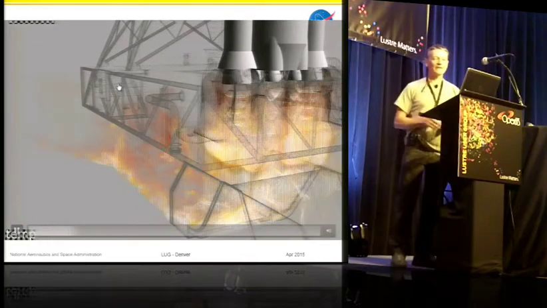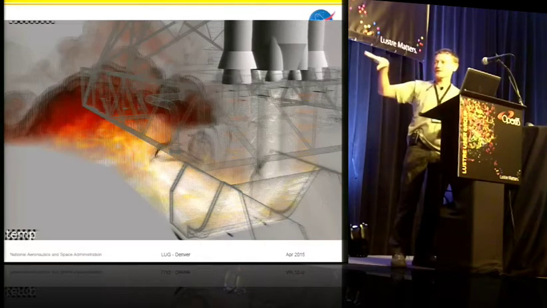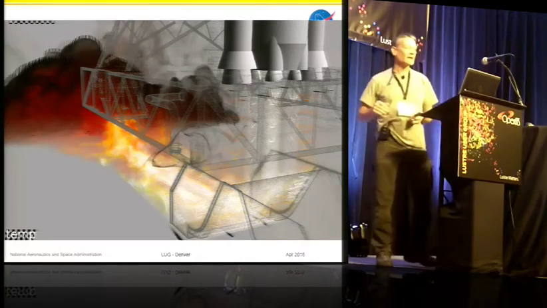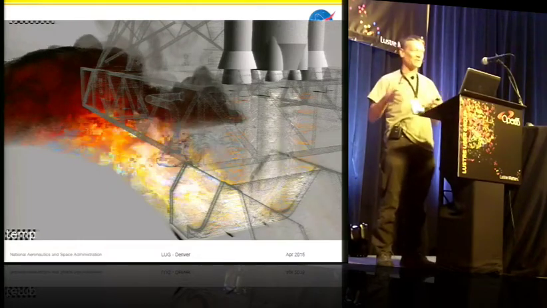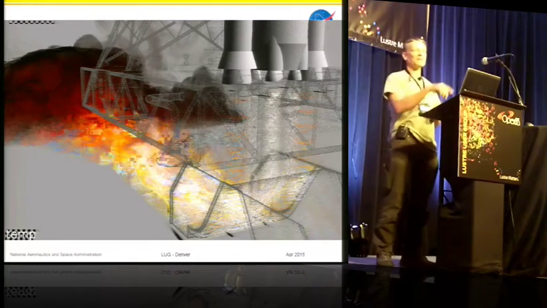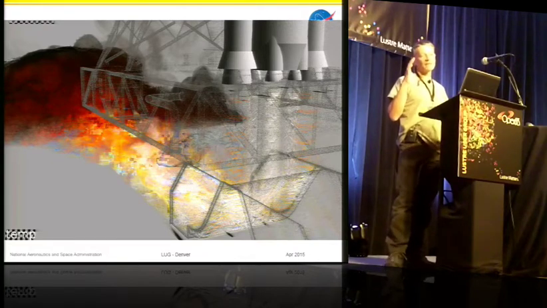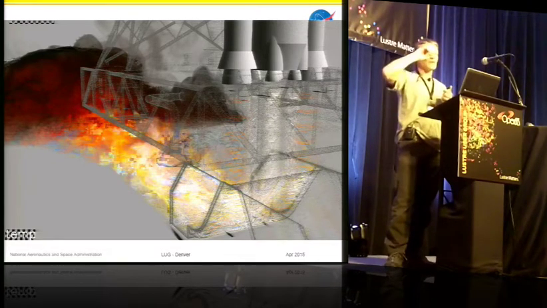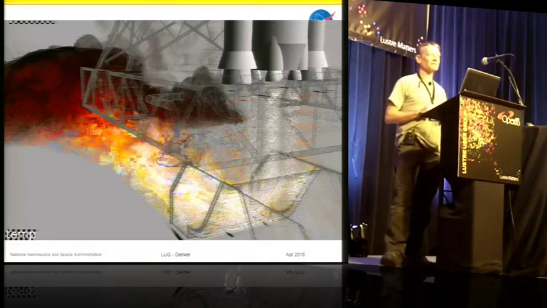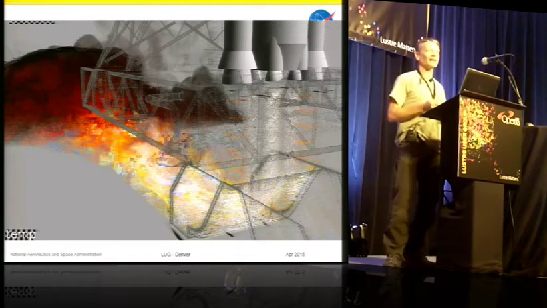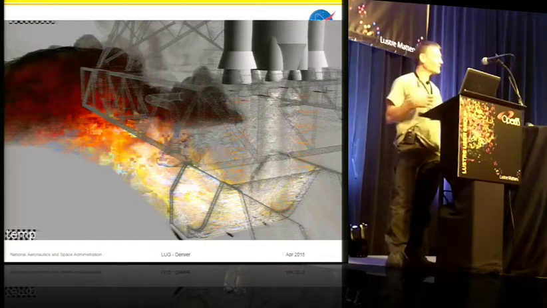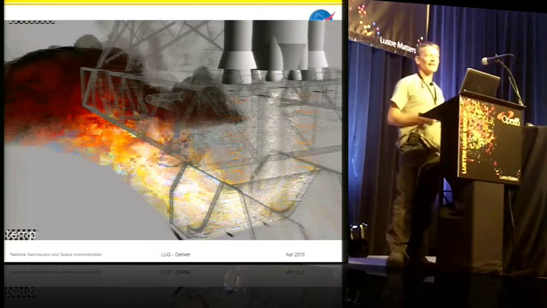But this is actually the bottom of SLS, which is the Space Launch System. It's a big project in NASA. We're replacing the shuttle. There's going to be people on this vehicle, and so there's all sorts of analysis with all the different elements of this vehicle. So people's lives do depend on it, and they're running on our machine and running on Lustre right now.